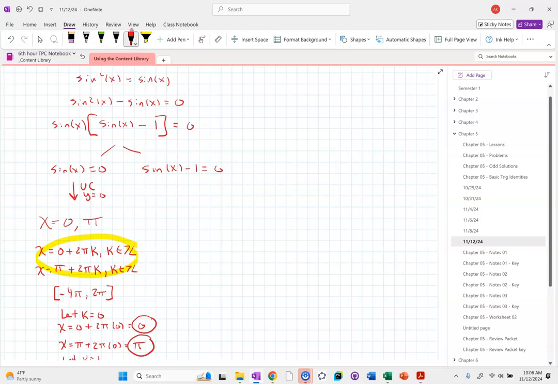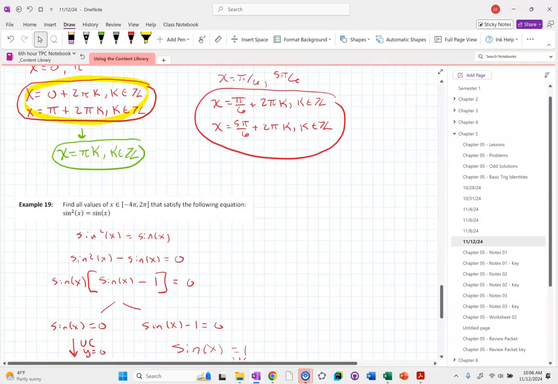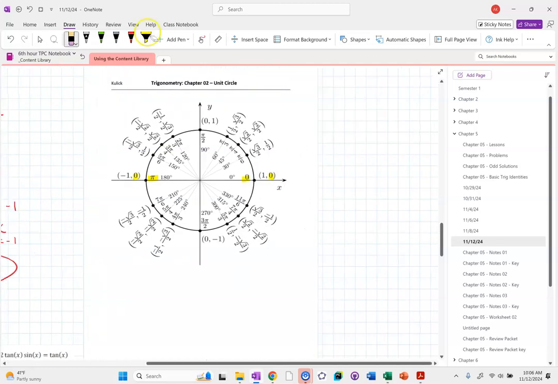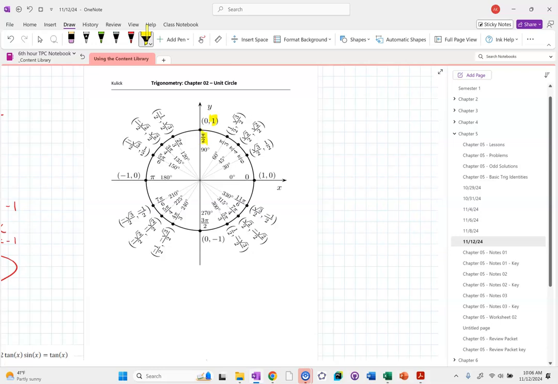All right, so I add 1 to both sides. So now I'll go look for where y is 1 on the unit circle. Go up to my unit circle. Where is y equal to 1? It happens here at pi over 2. And that's the only place.